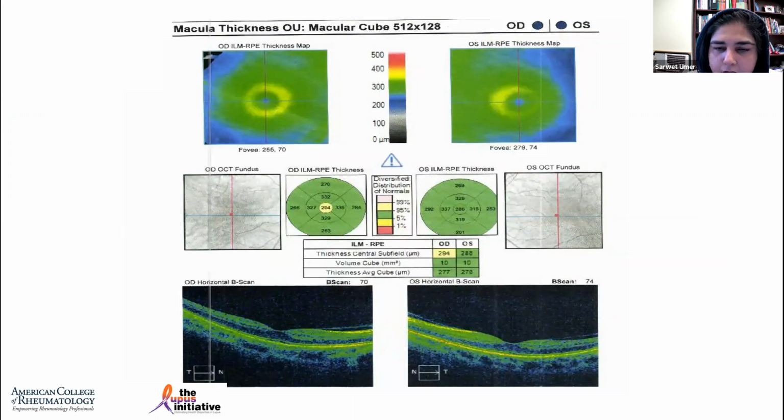These are just the eye exam pictures, showing you the detailed eye exam for Plaquenil. We emphasize to patients to see an ophthalmologist for their eye exam when they are on hydroxychloroquine.